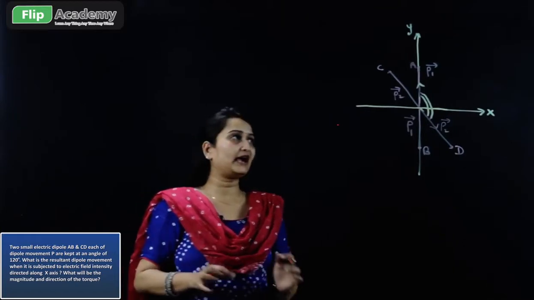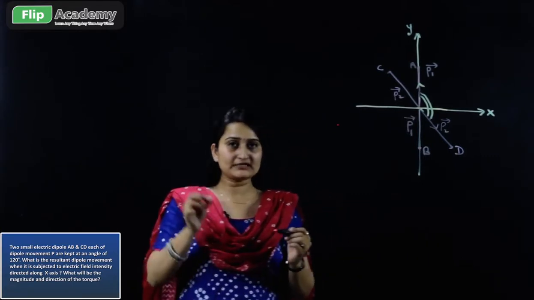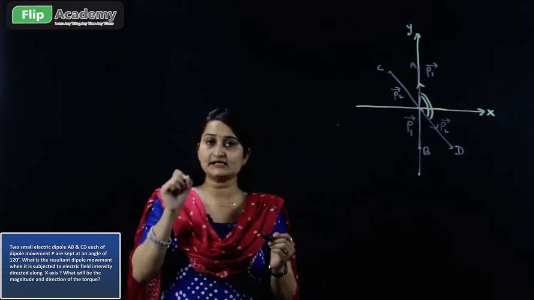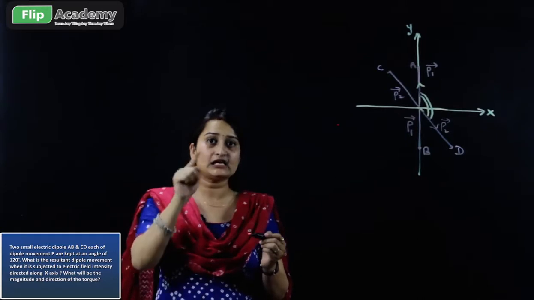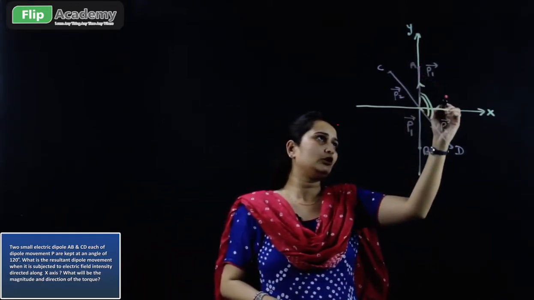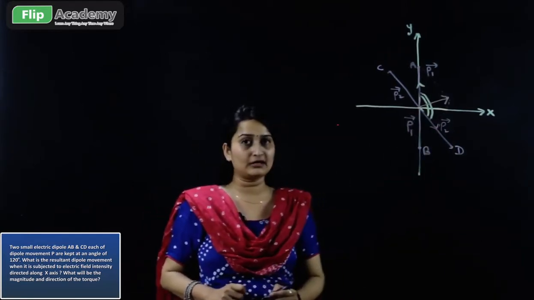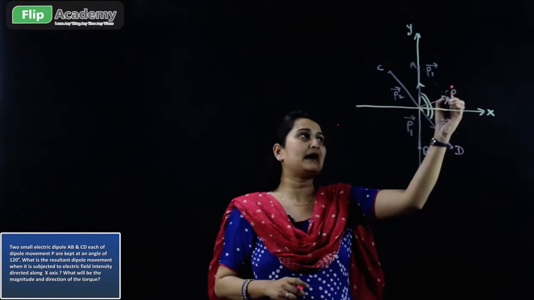Now, if we have to find the resultant of P1 and P2, we have to use the parallelogram law. What is the parallelogram law? It states that the resultant is given by the diagonal of a parallelogram. So, let me first make a diagonal. Suppose this is the diagonal of the parallelogram, which is represented by P.